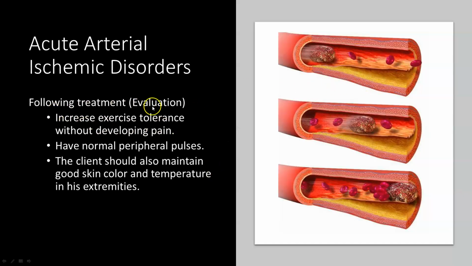So we want them to be able to improve in their ADLs. And we say an increase in exercise tolerance, but NCLEX is going to say clients should be able to participate in their ADLs. You want to have a normal, or for them, a normal peripheral pulse, so either, hopefully, a dorsalis pedis and posterior tibial. And then we want them to be able to maintain that limb at a good temperature and good color.